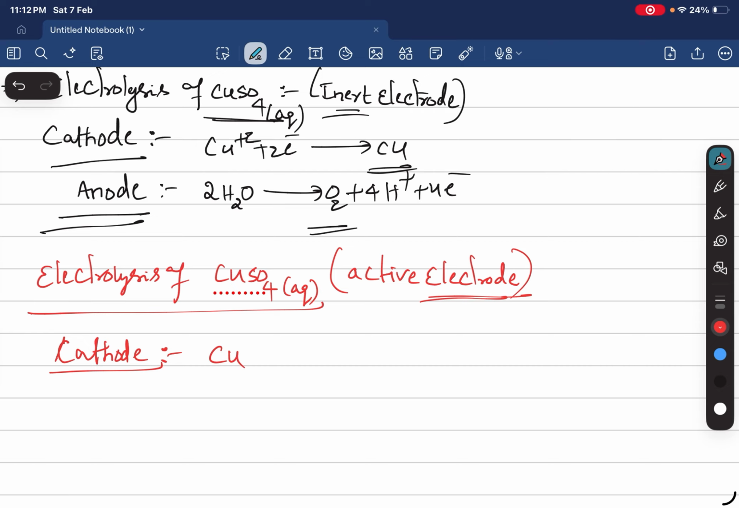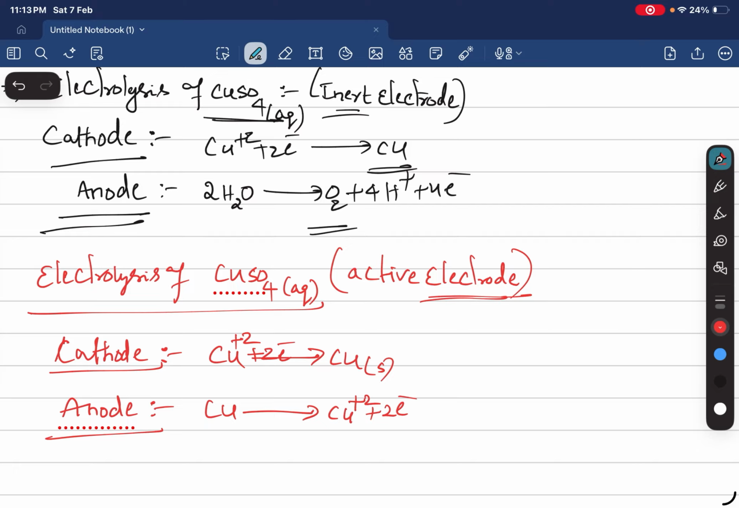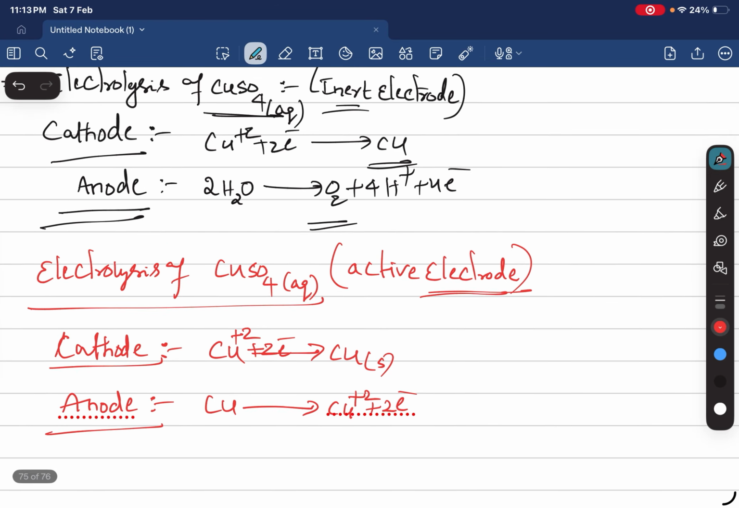So at the cathode it's reduction, so Cu2+ plus 2 electrons becomes Cu, and in the same way the anodic reaction will be: at the anode, Cu loses 2 electrons and becomes Cu2+. So the Cu electrode itself participates in both oxidation and reduction. These are the reactions when the electrode is active.